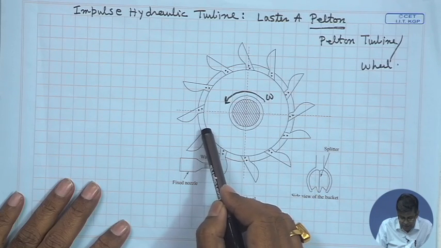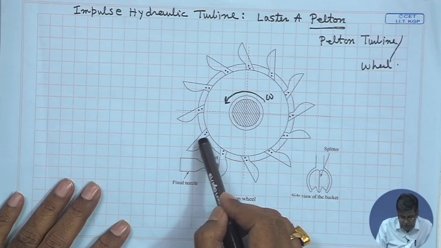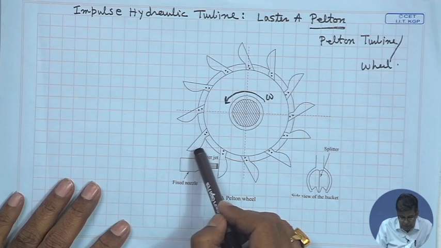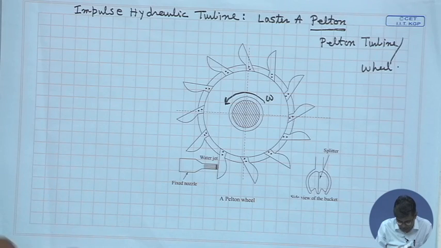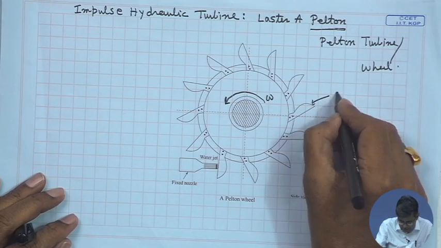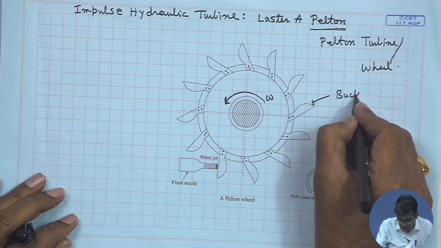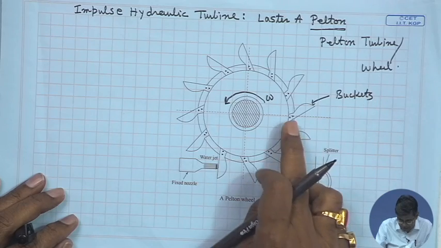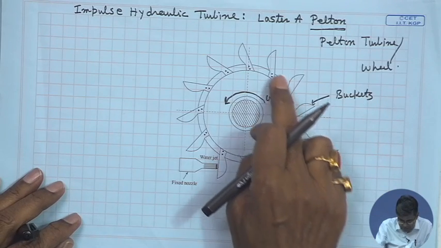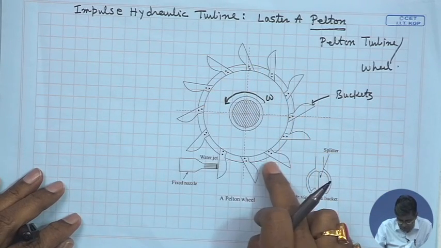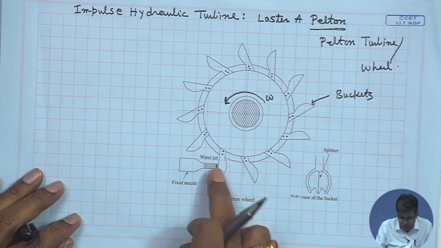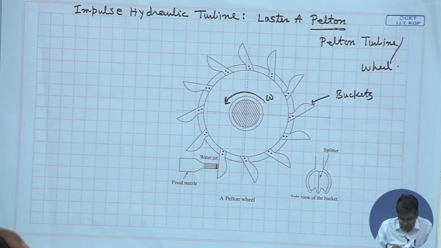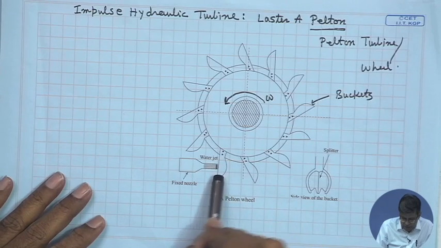These are the spoon shaped buckets or spoon shaped blades. They are usually known as buckets. These are actually the blades, mounted on the periphery of the disc, uniformly throughout the periphery of the disc. The shape of the bucket is like this.